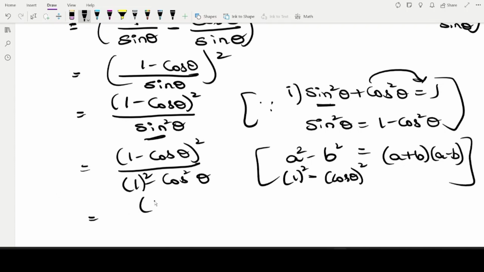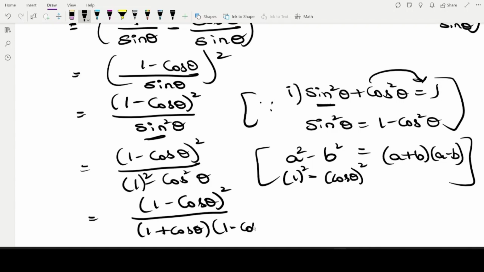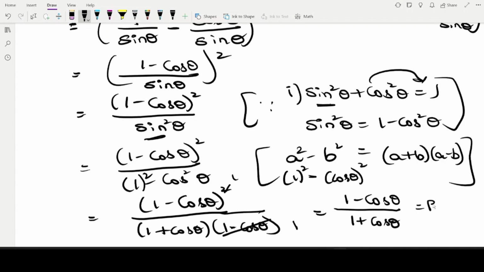Now you can substitute at the bottom. So (1 minus cos theta) whole square divided by, here you can write a square minus b square as (a plus b) into (a minus b). What is a? 1. Plus what is b? Cos theta, into a minus b. A is 1, minus b is cos theta: 1 minus cos theta. So 1 minus cos theta and 1 minus cos theta get cancelled. Now you are left with 1 minus cos theta at the top, divided by 1 plus cos theta at the bottom. So this equals RHS.